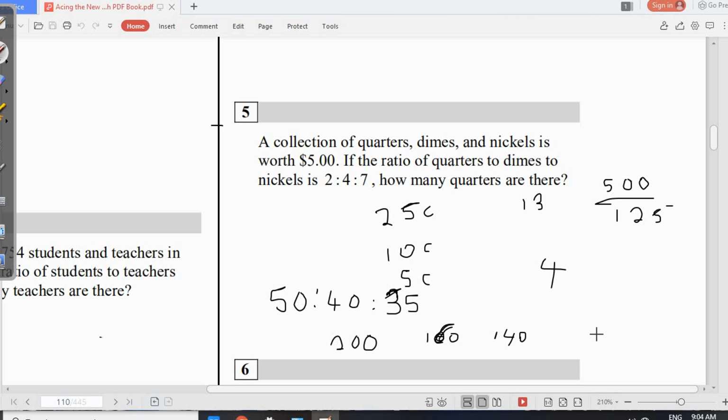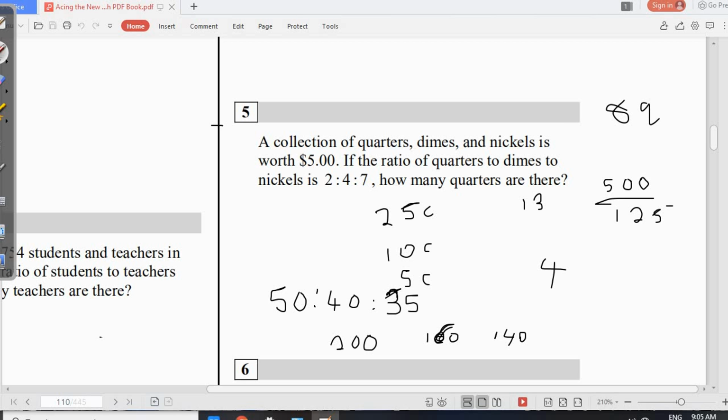exactly 500, and that's $5. So since you have 200 as quarters, you have $200 worth of quarters. If you divide 200 by 25, you're going to have your answer, how many you have. Since it's 25, 200 divided by 25, you have 8. So you actually have 8 quarters.